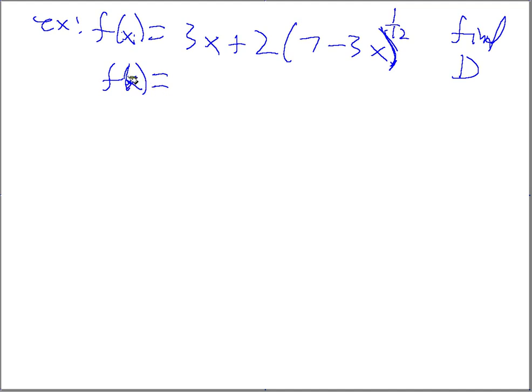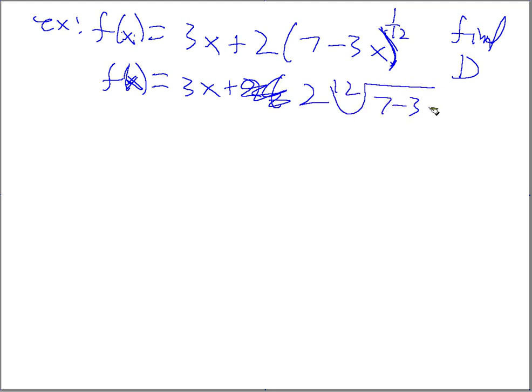So you could rewrite f of x, if you will, as 3x plus 2 times the 12th root of 7 minus 3x. The key is to figure out the root index once again. So it's 12, it's even. That means what? Whatever's inside, in this case the radicand 7 minus 3x, must be bigger than or equal to 0. Not a big deal there, and we can certainly solve that.